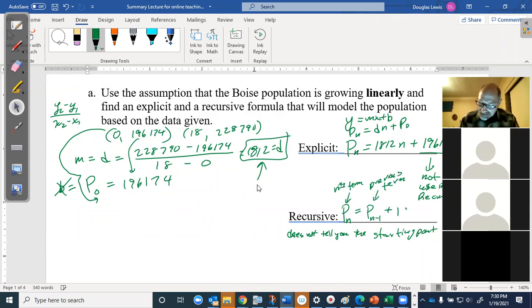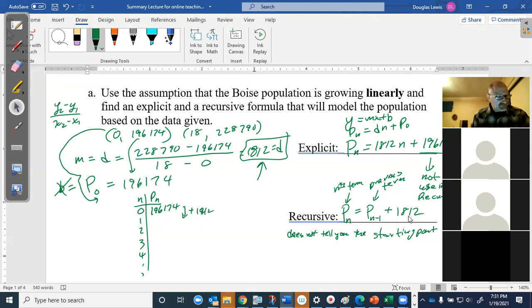You have to add 1812, and that's all you do. It just says how to get from one term to the next. You add 1812. That is, if we wanted to write a list here and start out at 0, 1, 2, 3, 4, and go on, we would start out with 196,174, and then we would add 1812 to get the next number.